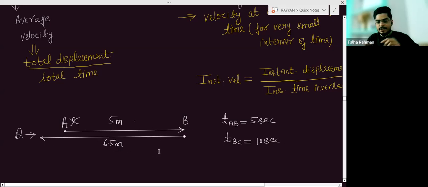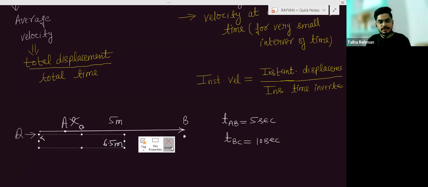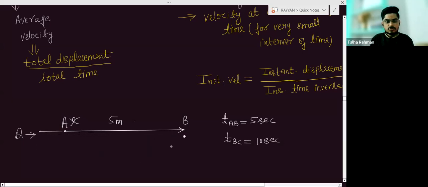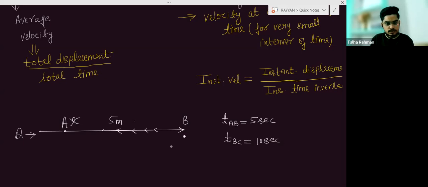Are you understanding? Now the person is moving on the same straight line. These are not two straight lines. Basically, this straight line is like this. So I can write like this. It is better. So after that, moves from B to C. This is the point C, and this distance is basically 6.5 meter.